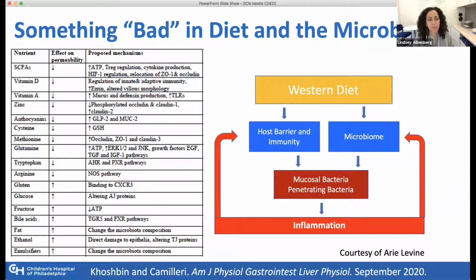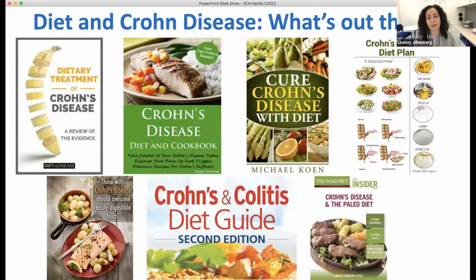The table on the left comes from a recent review, which I think really nicely summarizes foods and nutrients that have been shown mostly in animal models to have an impact on gut barrier function. And some of these food components will be familiar, like fructose and dietary emulsifiers, both ubiquitous in processed foods and highly prevalent in the Western diet. And so this is really the basis for many of the therapeutic whole food-based diets that have been proposed for the treatment of IBD, primarily Crohn's disease, but there's a lot out there.